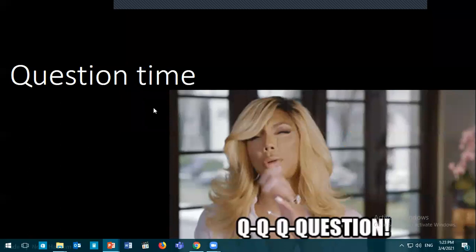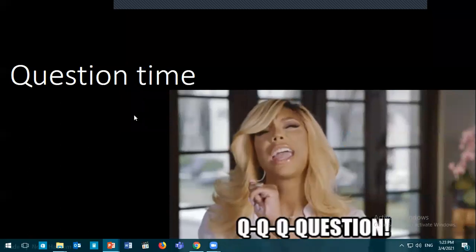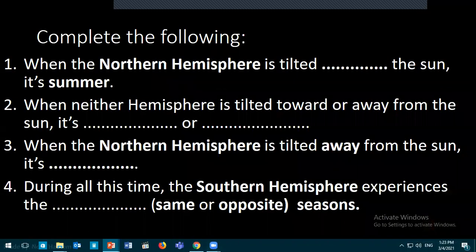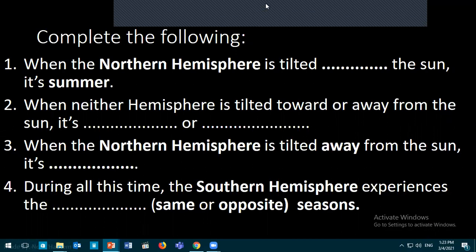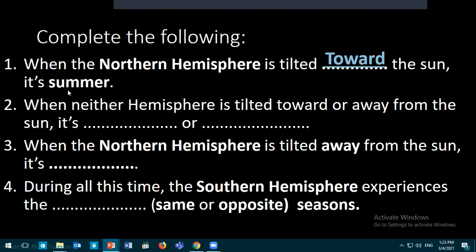Any questions till now? No. Okay, so let's start with these questions. Can you answer them? Okay. When the northern hemisphere is tilted toward or away from the sun, it's summer. I'll have to move this so I can see. Tilted toward the sun, it's summer. Yes, well done. It's toward. Well done. So let's pick the other one, number two.